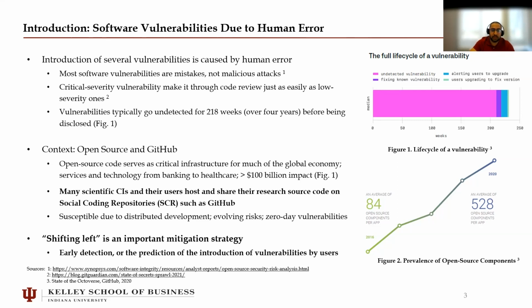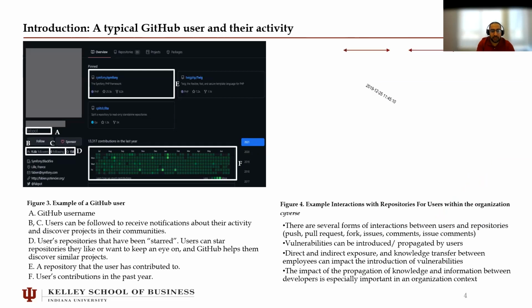And most of the vulnerabilities that are introduced are caused due to human error. So we see in Figure 1 and Figure 2 that both the time to detect a vulnerability as well as the increasing number of open source components leads to a compounding problem. So one of the most important mitigation strategies that we can use is early detection or shifting left. So if we can predict the introduction of vulnerabilities by users, that would allow for a lot of personalized as well as timely user trainings.